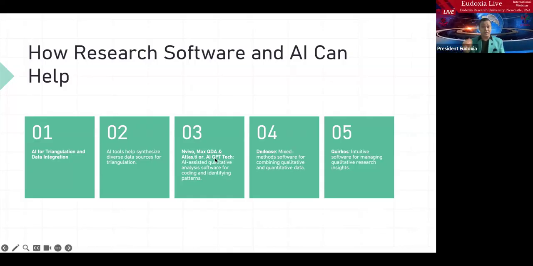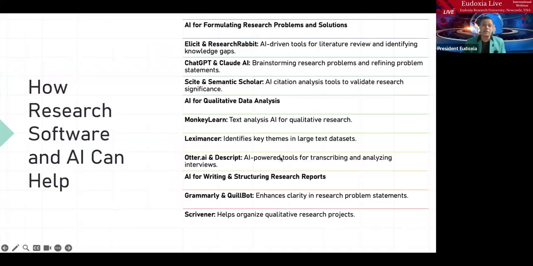Definitely, AI will not do the research. You have to do your own research. AI will follow your instruction. If you are giving the instruction, AI will follow, but AI will never do the research for you. AI is a tool and you have to use it.